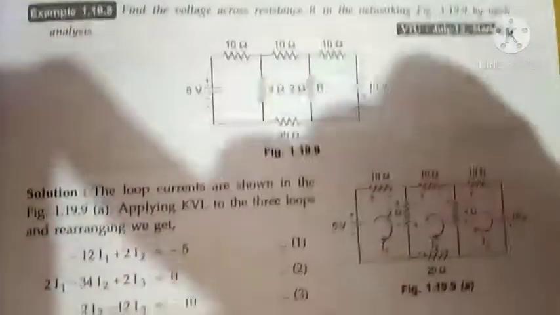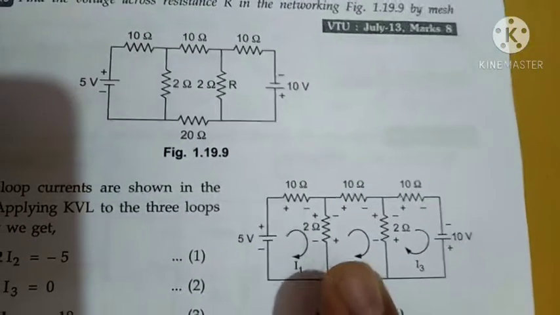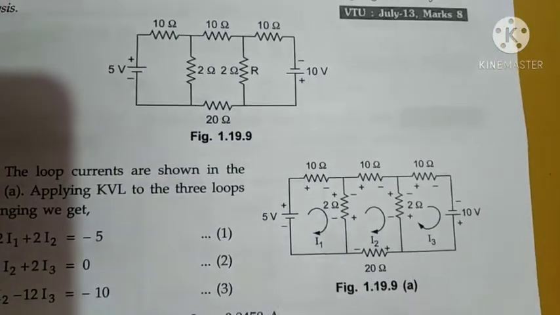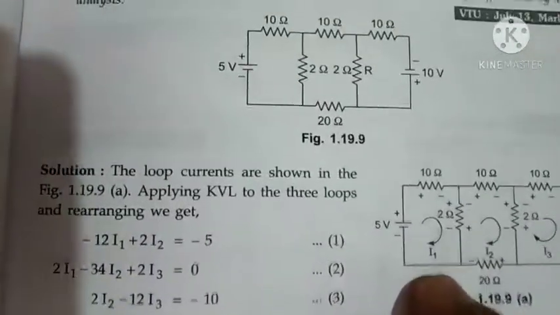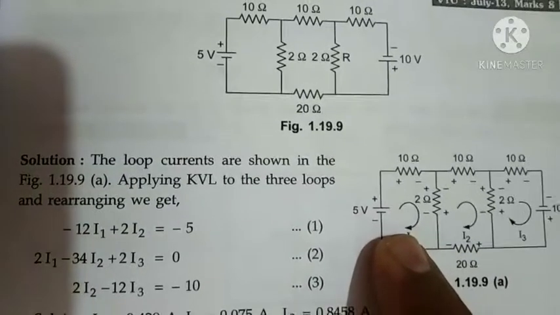We'll apply KVL for the loop. This is I1, I2 and I3, three mesh currents we have taken, and we applied KVL. There are no current sources, so we can directly apply mesh analysis. Minus to plus convention as positive, plus to minus convention as negative.